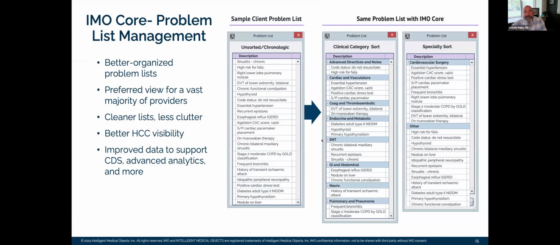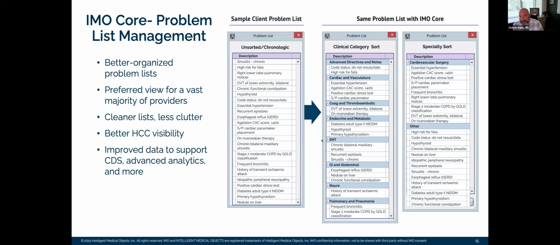All right, so let's talk about some of the ways that we improve. So we talked about just the naming of the categories, that we came up with categories that we felt were more clinically relevant. And in this example here on the screen, you could see some of those. When you had a body system sort, you had no category for advanced directives and notes. You had no categories for coagulopathies and thromboembolic problems. You had no categories for routine health maintenance. These are very, very important.